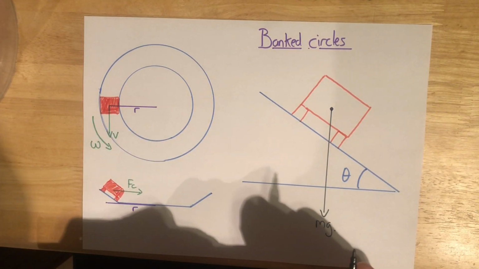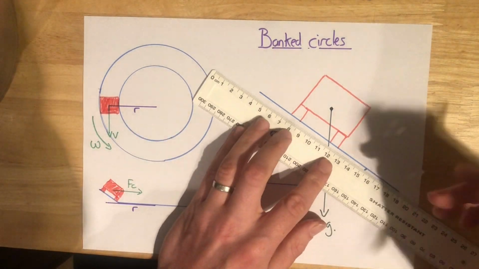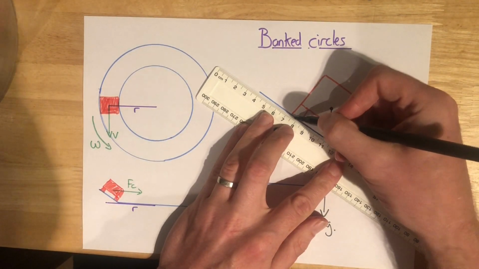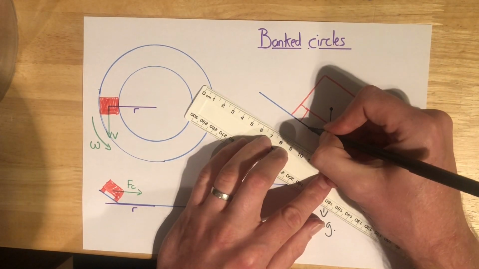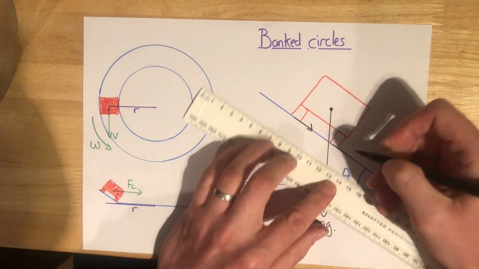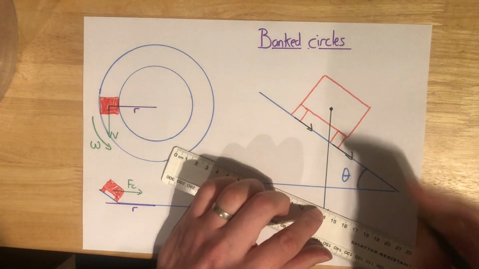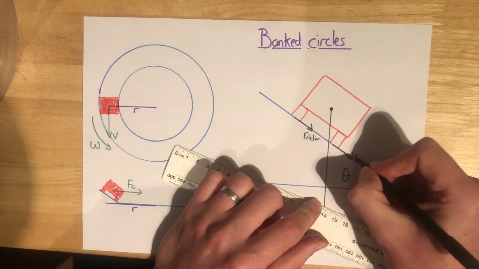Now, we could still have a frictional component. Friction will act, and there'll be two as we're drawing it. Of course, on a real car there'll actually be four, but we're looking at it in 2D. So there'll be a frictional force acting down the slope from both the tyres there. So that's friction, which I'll just label as friction for ease at the moment.